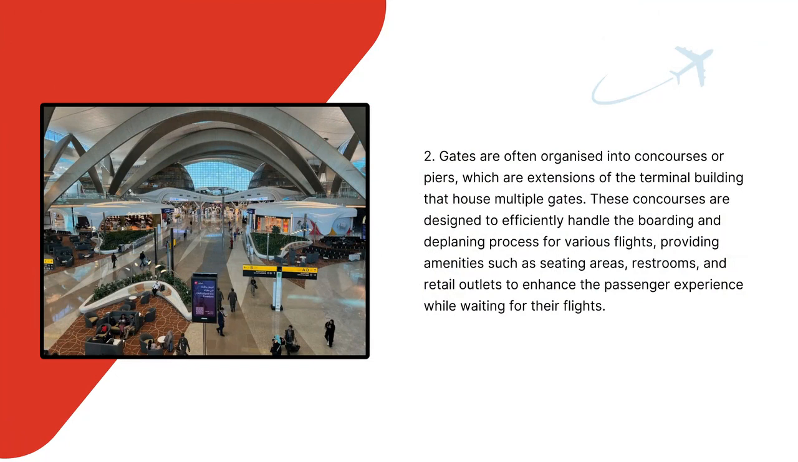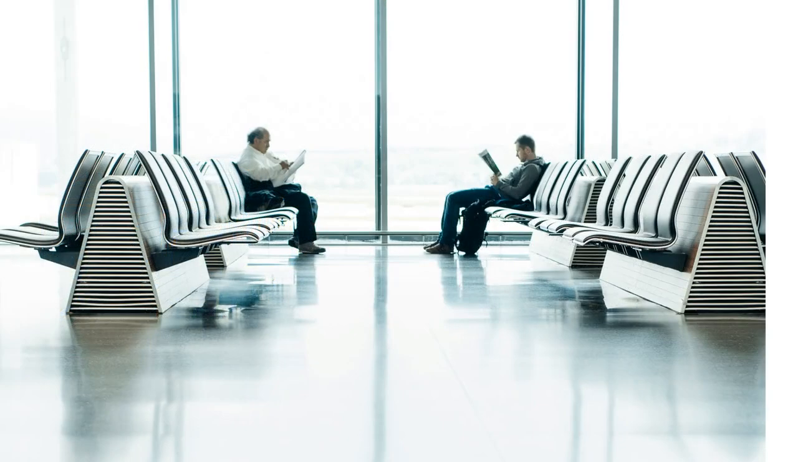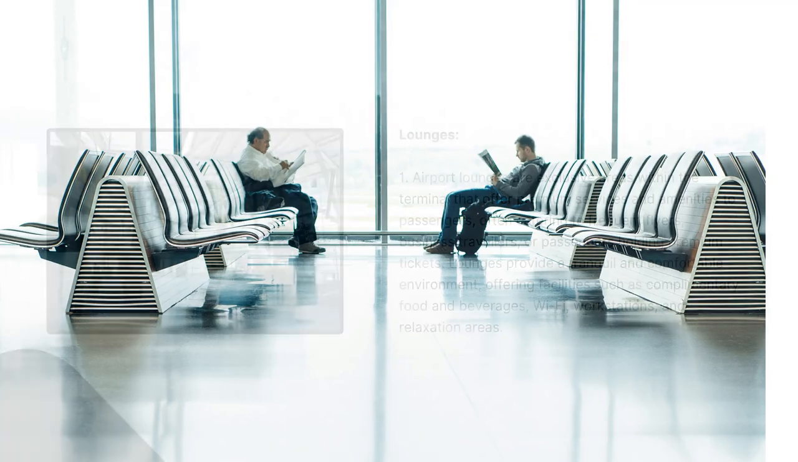Gates are often organized into concourses or piers, which are extensions of the terminal building that house multiple gates. These concourses are designed to efficiently handle the boarding and deplaning process for various flights, providing amenities such as seating areas, restrooms, and retail outlets to enhance the passenger experience while waiting for their flights.